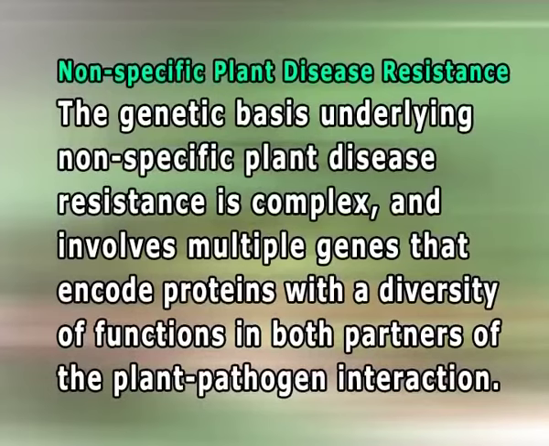The genetic basis underlying non-specific plant disease resistance is complex and involves multiple genes that encode proteins with a diversity of functions in both partners of the plant pathogen interaction. Genes conditioning host pathogen specificity are found in particular subpopulations of the pathogen, plant host or both interacting organisms, and specific plant disease resistance can be subdivided into three major categories on this basis. The first category is the race-specific resistance.